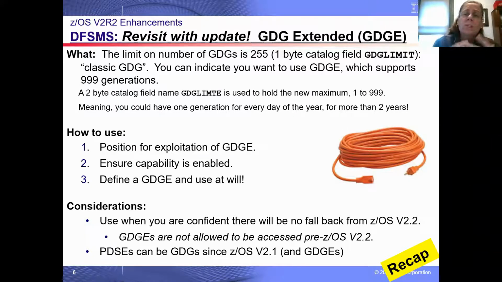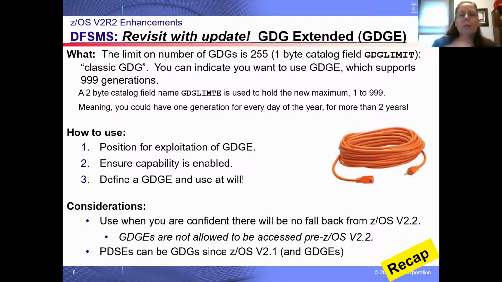And this is great because a lot of people said they just wanted to have a new generation for every day of the year. And now, well, they had 255, which is a lot less than 365 days in a year. So now with 999, we can have even more than 2 years' worth of generations if you'd like.